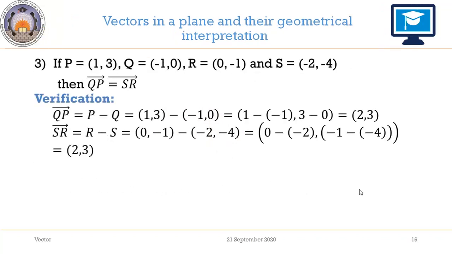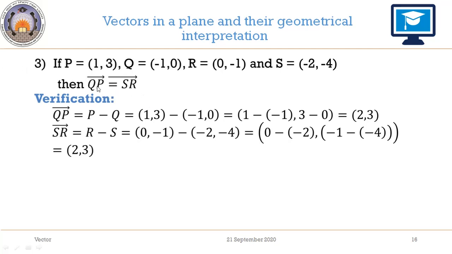The third one: if P, Q, R and S are points in two-dimensional space, then let's check that these two vectors are equivalent, QP equals SR. By the definition of equality of vectors, two vectors are said to be equivalent if they have the same magnitude and direction, or the corresponding entries are equal. Then the vectors are said to be equivalent.